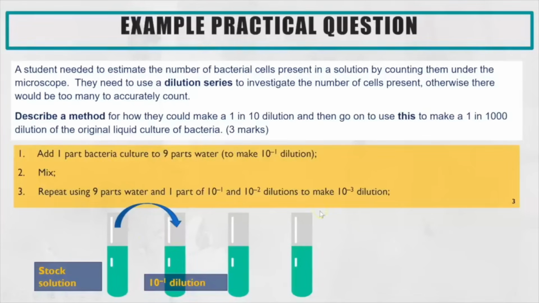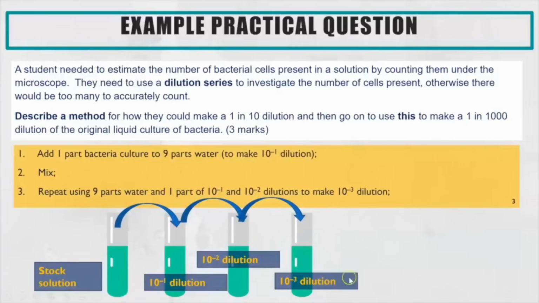Then it's just repeating this twice over. So you would then take 1 part of the 10 to the minus 1 and mix that with 9 of water, mix it up. You would then take 1 part of that 10 to the minus 2 with 9 parts water, mix it up, and that is how you get your 10 to the minus 3, or in other words, 1 in 1,000. So that is typically a 3-mark question, and those are the key marking points. So that's how this links to the practical skill.